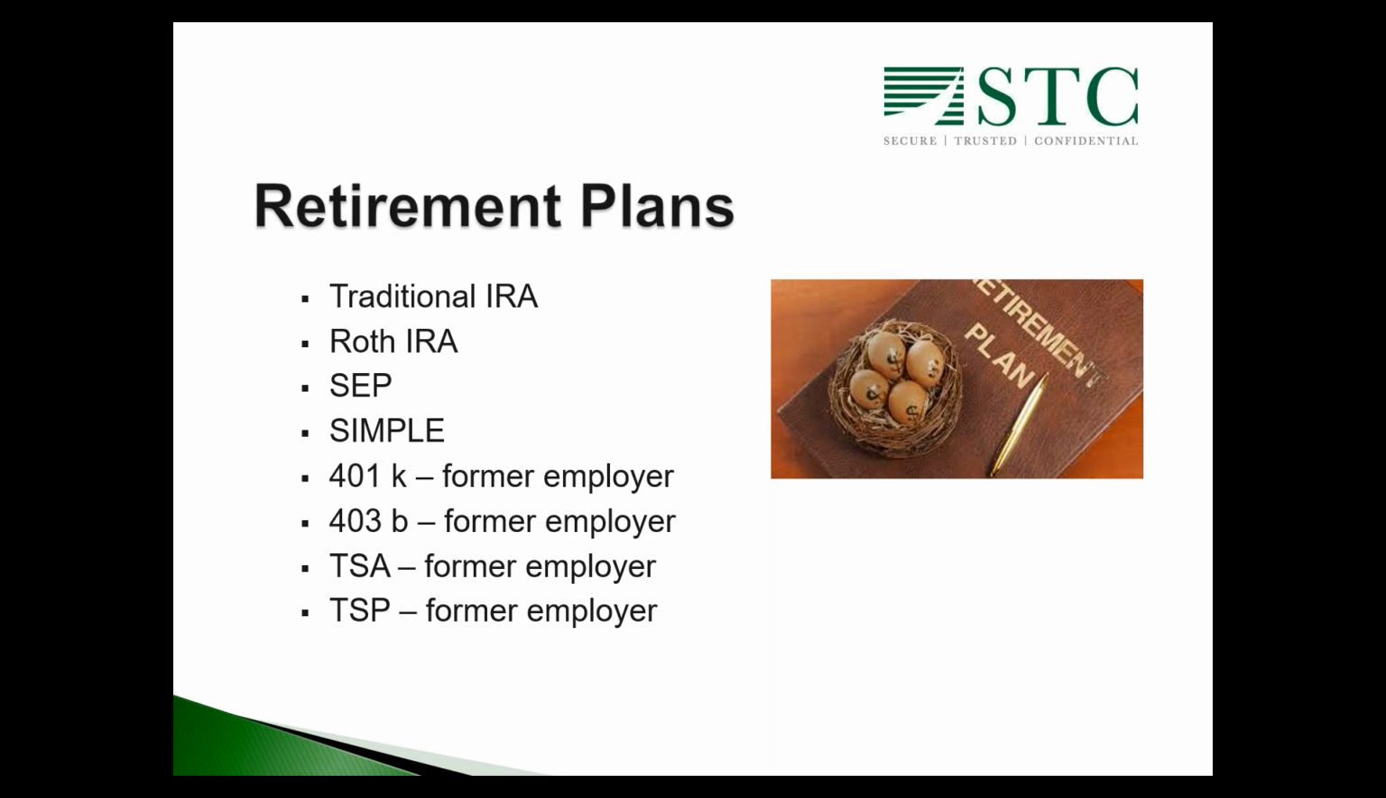Now, I've brought out onto your screen now 4 different plans that all say former employer. A 401k is a for-profit corporate type of plan. A 403b is a charitable or sometimes nonprofits use this type of plan. TSA, tax sheltered annuity, TSP, thrift savings plan.